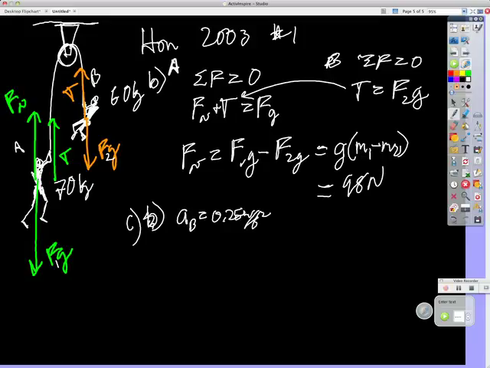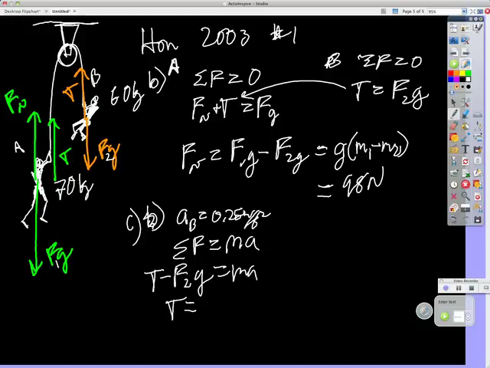So we take the same statement for student B. We say sum of the forces is equal to, but now can we say 0? No, it's ma, right? And we know that T minus F2g equals ma. So T has to be equal to ma plus m2g. So it's like m2a plus m2g. Does that make sense? Okay. So that's 603 newtons.